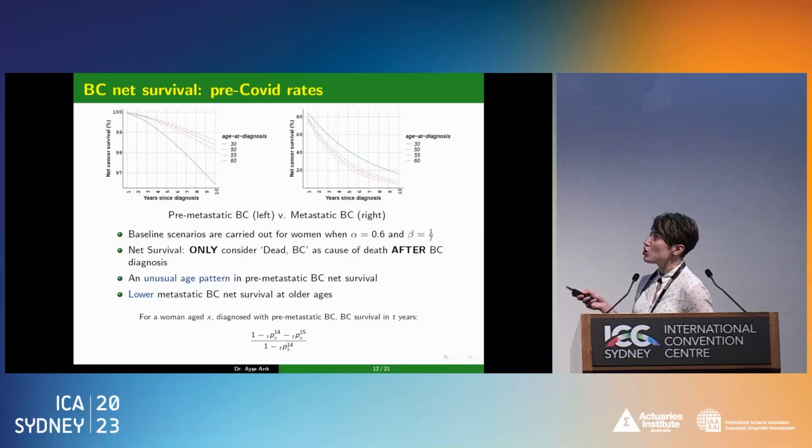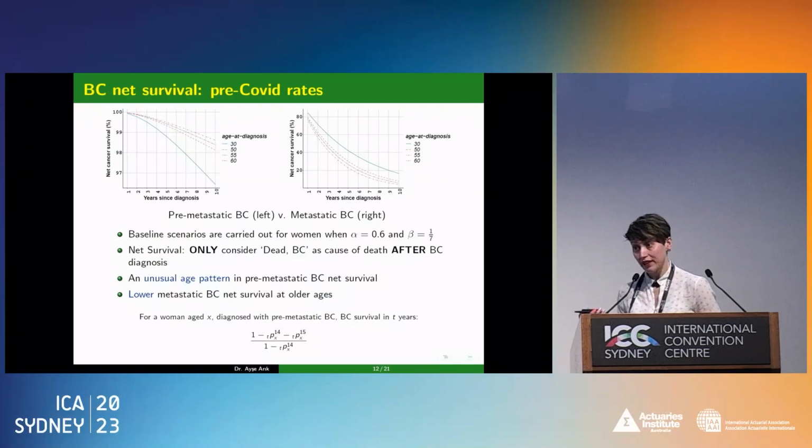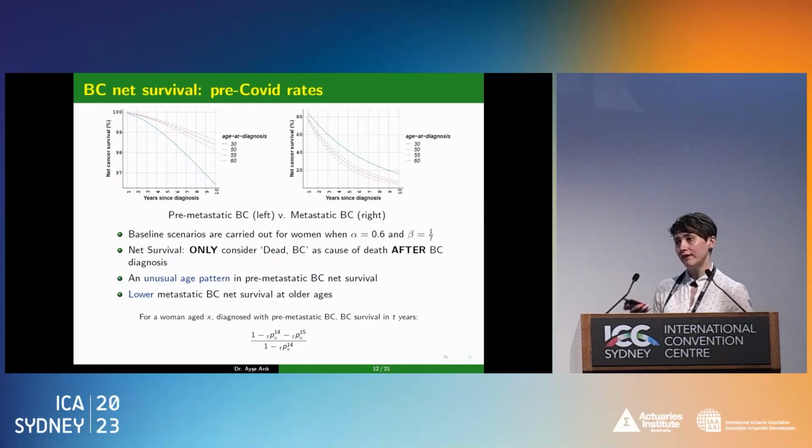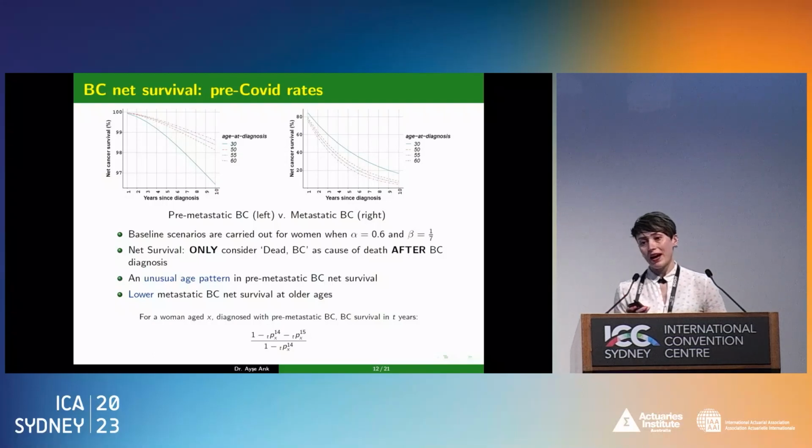We see an unusual, perhaps, pattern from pre-metastatic breast cancer survival, showing higher survival at all the age groups here. This phenomenon is considered to be linked to the type of breast cancer developed by younger women, that could be more lethal and more aggressive. And the other reason is the screening age groups.